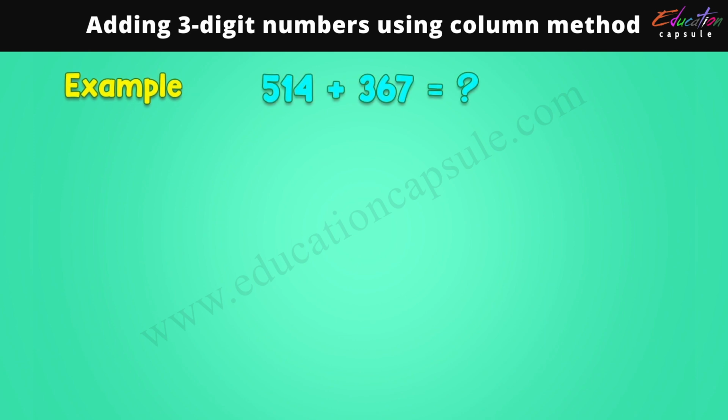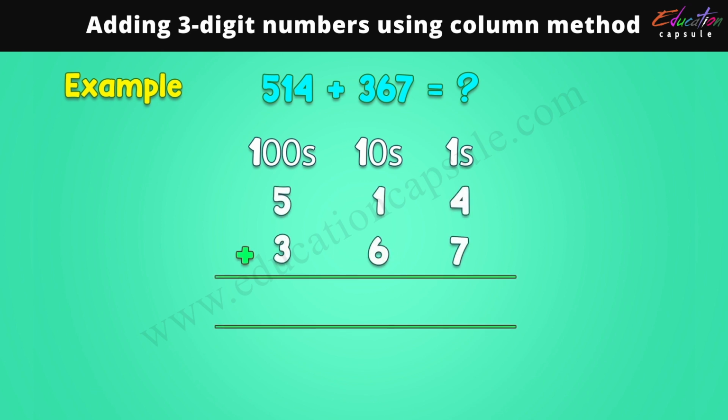Here we have 514 add 367. Step number 1 is arrange the numbers above one another in columns. Step number 2 is add numbers starting from the right side, that is the ones column. So 4 ones add 7 ones is equal to 11 ones.